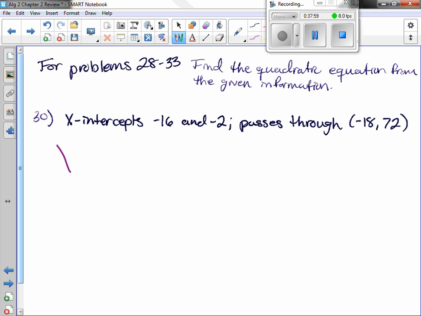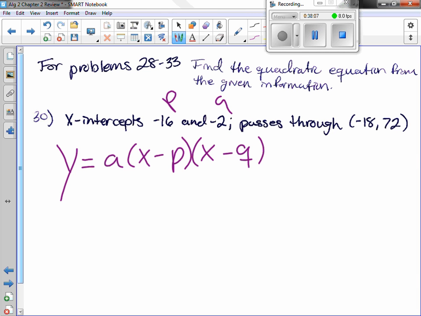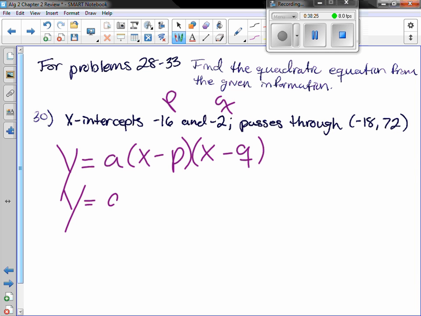Because the x-intercept formula is this here, and our intercepts are the values of P and Q. It tells us P is negative 16 or Q is negative 2. It doesn't matter which is which. We just need to pick one of them as P, and the other one as Q. And we're going to plug it in for the values of P and Q. So we get Y is equal to A times X minus negative 16 and X minus negative 2.